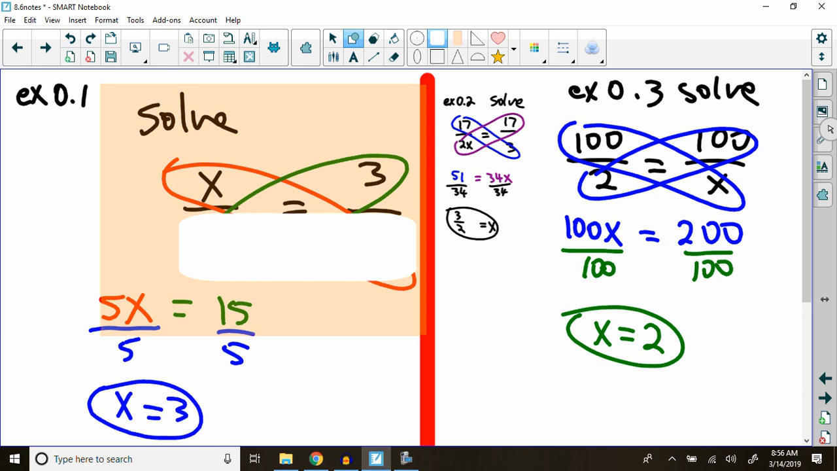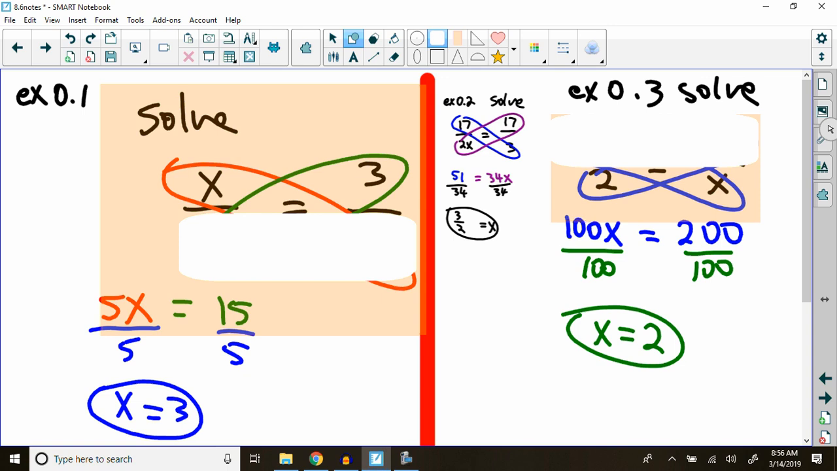Do you see what happened in example 0.3? The similar thing, but with the numerators, right? In example 0.3, you can say, well, the numerators are the same, so the denominators are, and x equals 2, and you're done. You don't have to cross multiply if the numerators are identical or if the denominators are identical. Does that make sense? Okay.